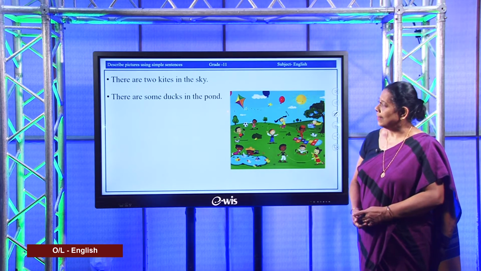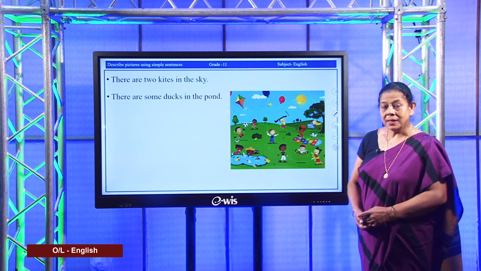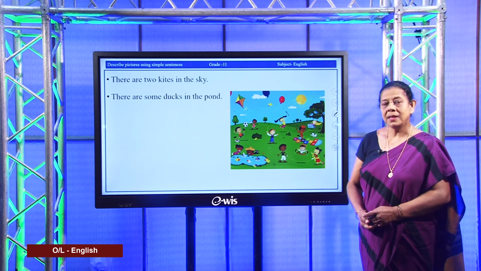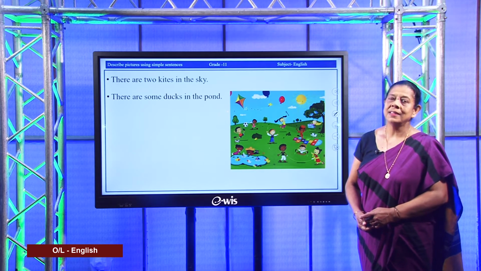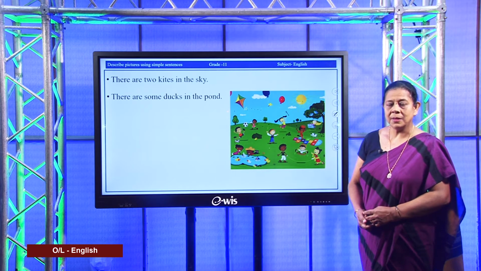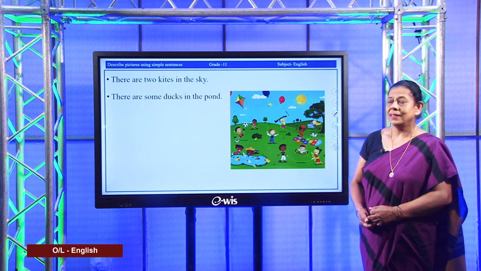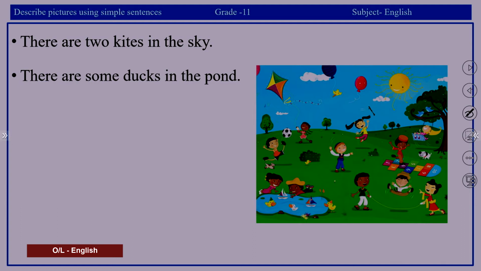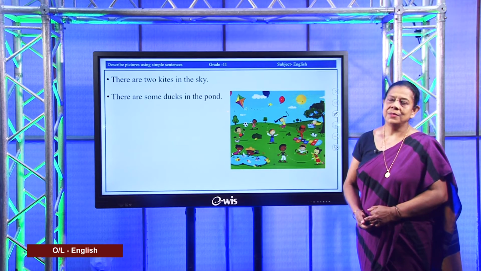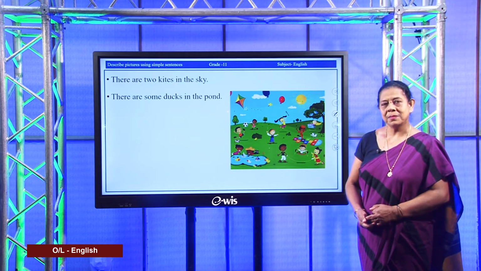Or you can write, there are many ducks in the pond. You can use many or some. Both are correct. I have written using the word some, but if you like, you can write many. There are many ducks in the pond. That sentence is correct. When it is difficult to count the number, we can use the word many or some.